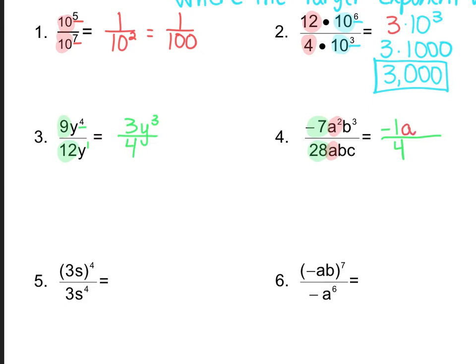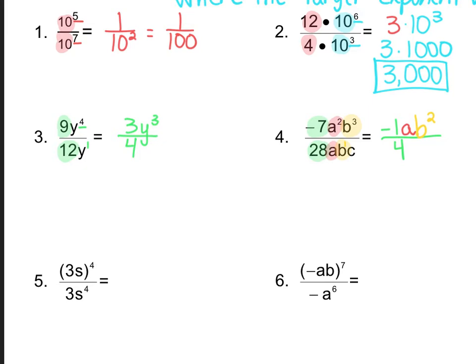So let's look at our next set of bases, b. B to the third divided by b to the first. 3 minus 1 is 2. We're going to replace the b's on the top with b squared.